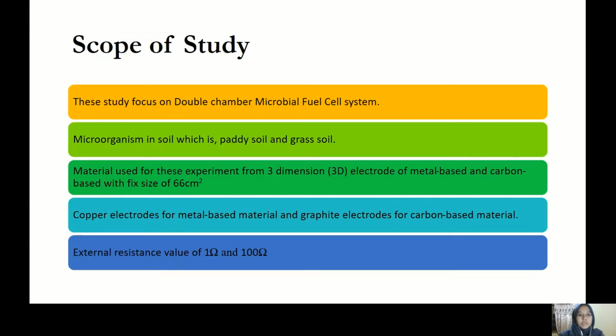The scope of this study is to focus on the double chamber microbial fuel cell, with microorganisms in soil, which are paddy and grass soil. The materials used for the experiment are 3-dimensional electrodes of metal and carbon base, which are copper and graphite. The external resistance used is 1 ohm and 100 ohm.